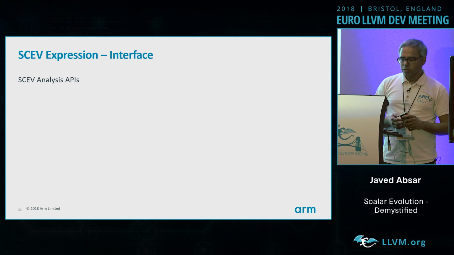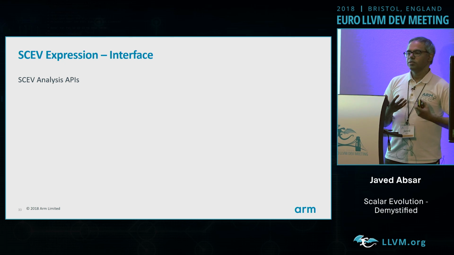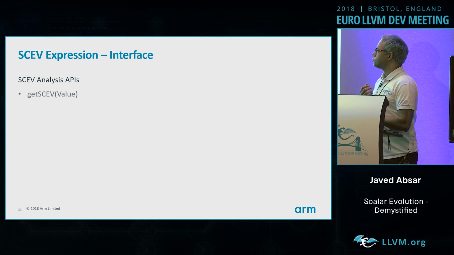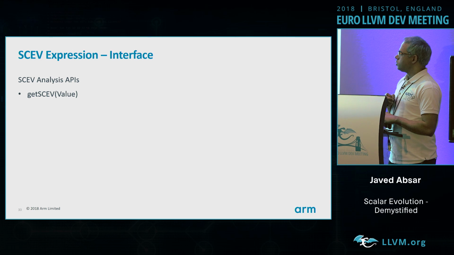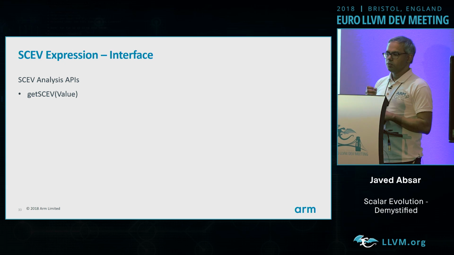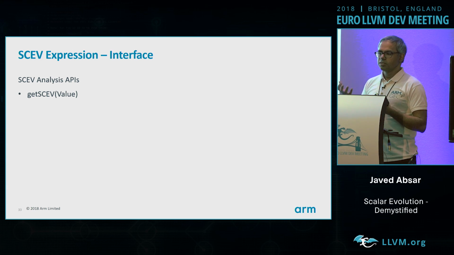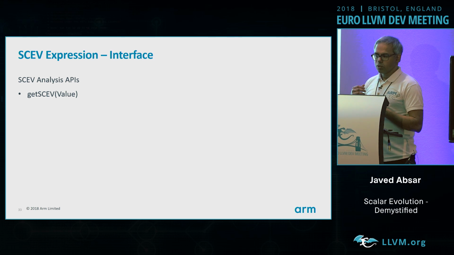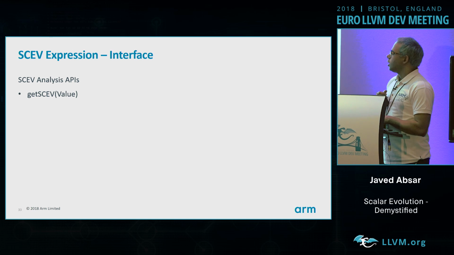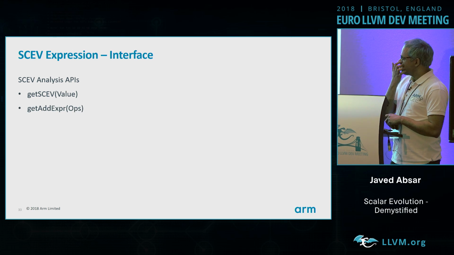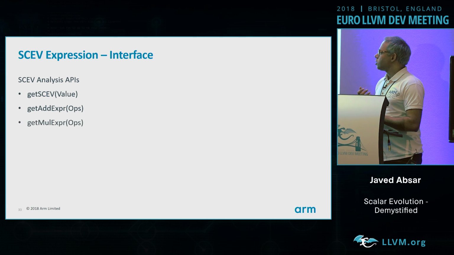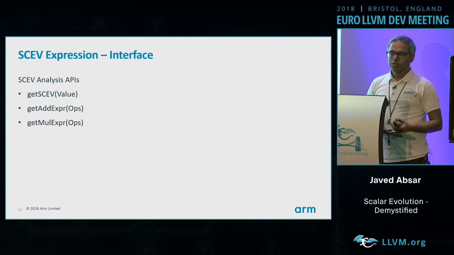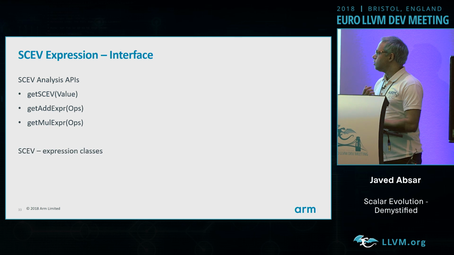Now a bit of a word on SCEV if you want to use it in your pass. It provides a bunch of APIs. The first one, most important perhaps, is getSCEV. If you pass it a value or instruction, it computes the SCEV for the loop. It has to be within a loop that it can analyze, and it gives you a SCEV expression. You can take SCEV expressions and add them up or multiply them, depending on what your pass wants to do. So these are the APIs it supplies.